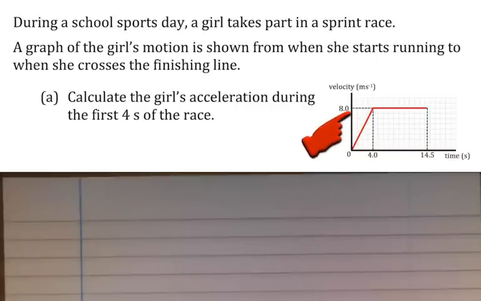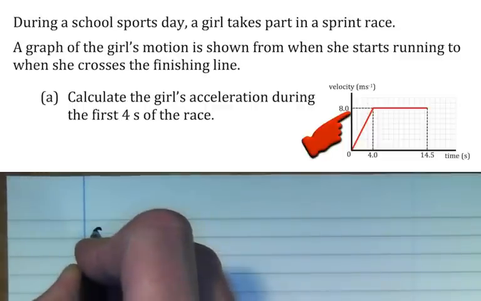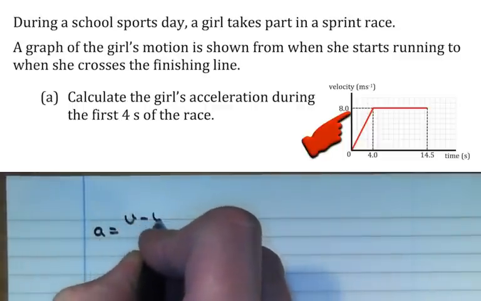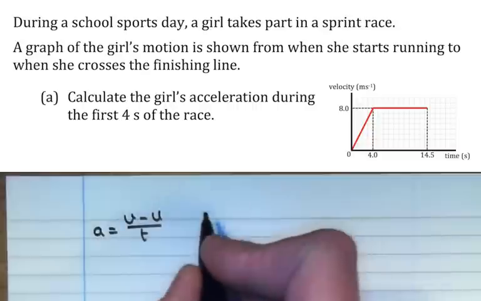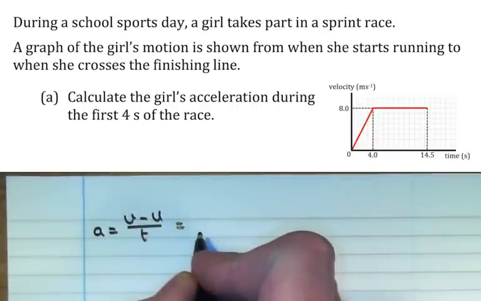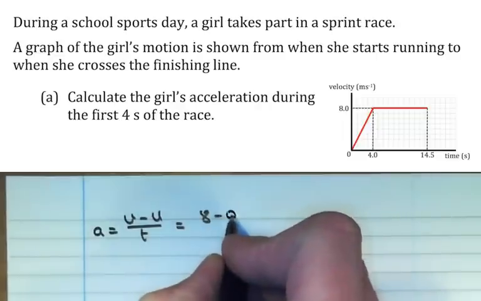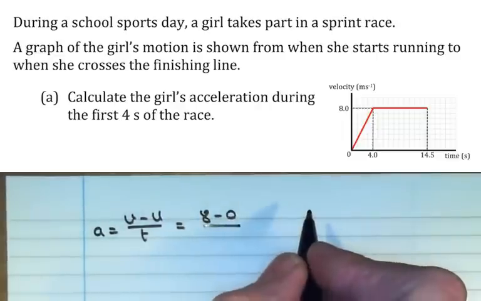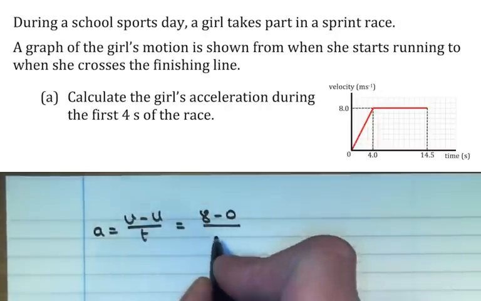Now to answer that question, what we would need to do is use this equation here: a is equal to v minus u over t. Remember that u comes before v in the alphabet, so u is the initial velocity, v is the final velocity. I'm going to move that pointer out of the way. You can see that after 4 seconds the final velocity is 8. The initial velocity at the start is 0, and the time it takes for the velocity to increase from 0 to 8 meters per second is 4 seconds.